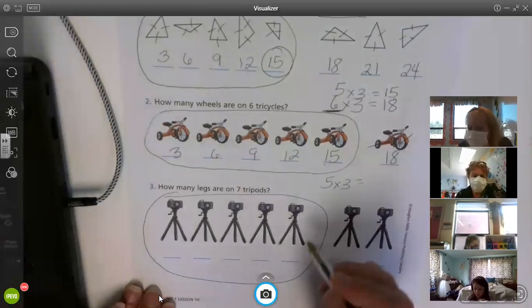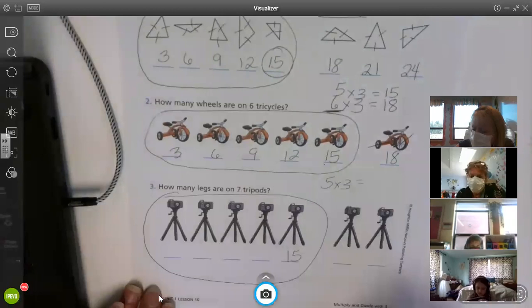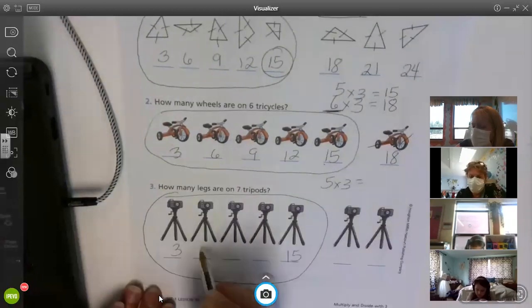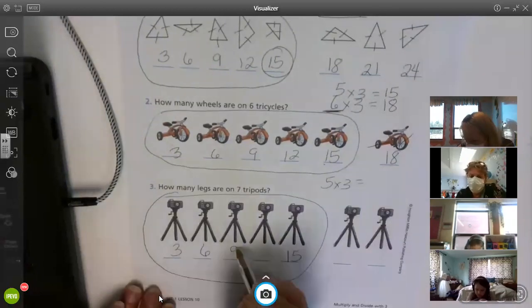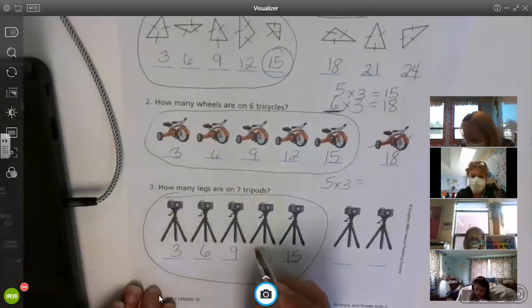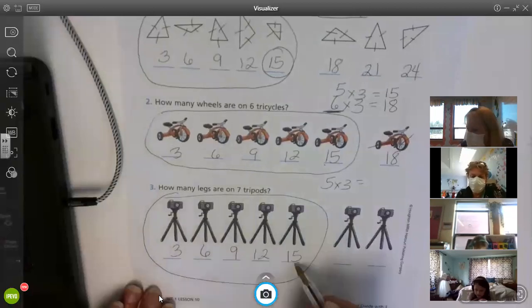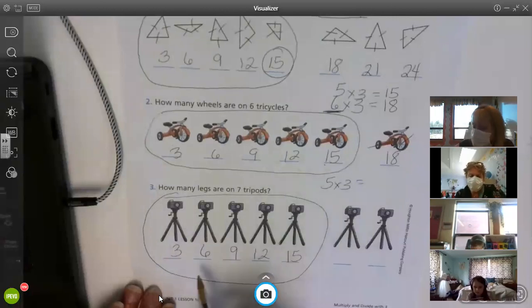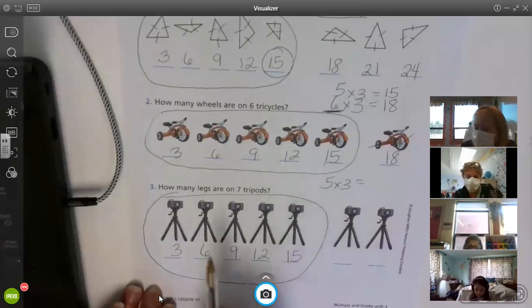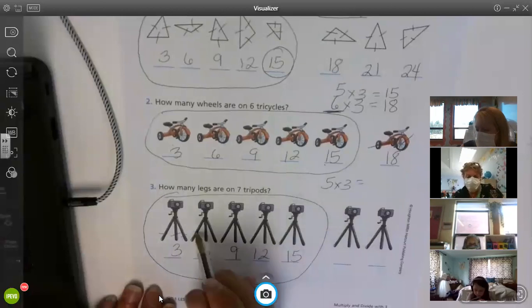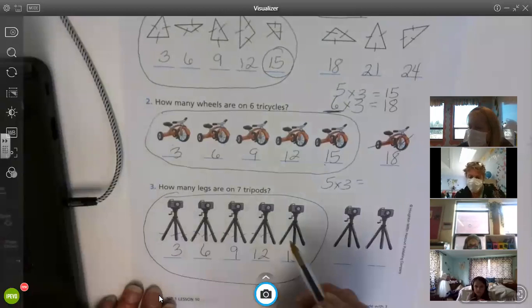15 legs there. We'll double check it. 3, count with me, 6, 9, 12, 15. Those are your count bys. You're counting by 3s. I can count the legs, 1, 2, 3, 4, 5, 6, 7, 8, 9, 10, 11, 12, 13, 14, 15. Or I can say, I know 15.